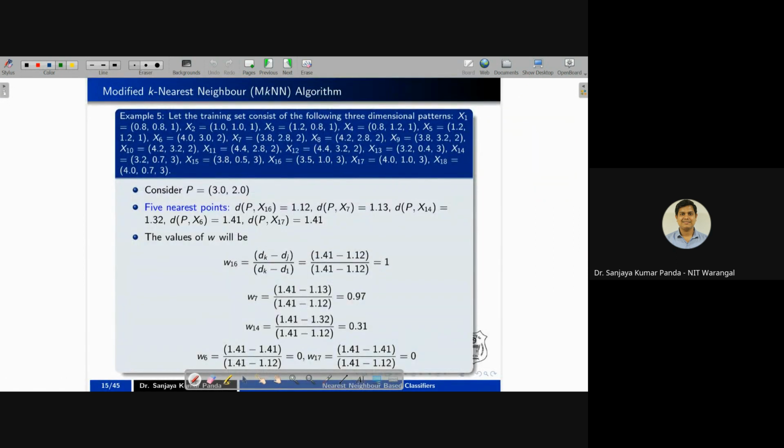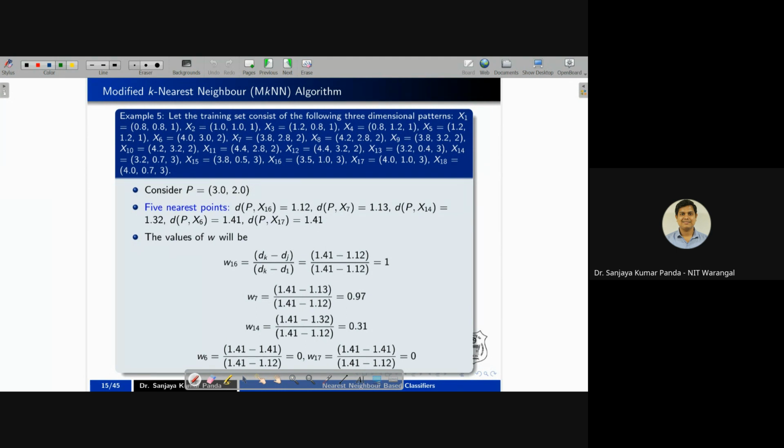Now, here I am taking the same data set which we took in the very beginning. There are 18 different patterns, and the test pattern P is equal to (3, 2), and the total number of training patterns is 18. If you find the 5 nearest points, you can apply Euclidean distance, which we applied earlier also. You will get x16, x7, x14, x6, and x17. These are the 5 nearest points, sorted based upon their distance. That means x16 is very close to P, whereas x17 is far away from P, but it comes under k equal to 5.